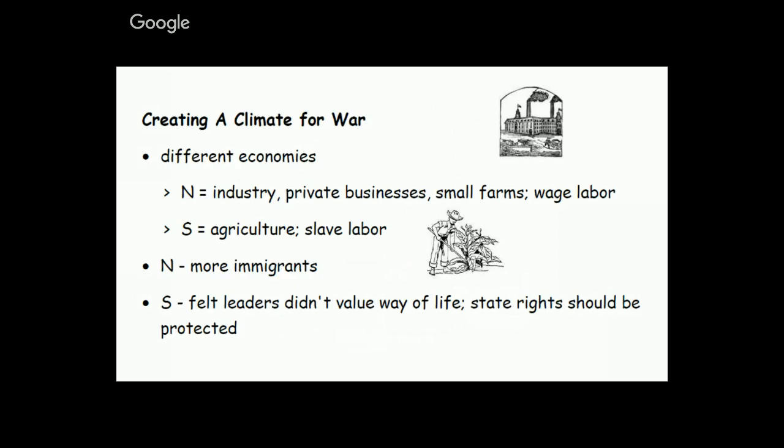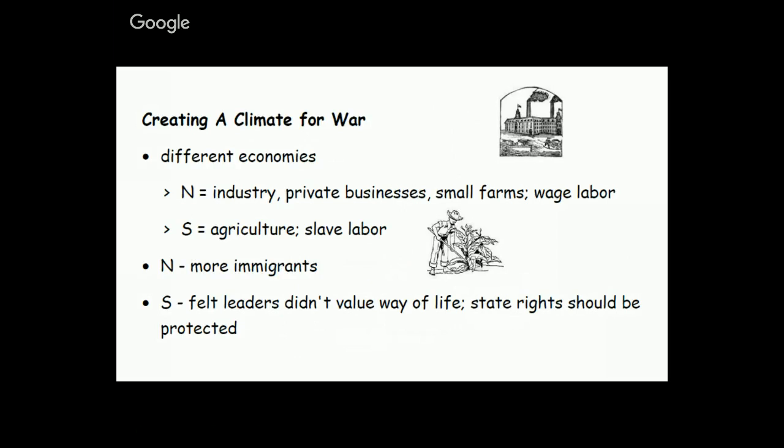There was also a group of people called abolitionists who began to speak out against the practice of slavery. That's going to help create conflict between the North and the South. Also in the North, as new immigrants began settling in the northern cities, the region gained more political power.